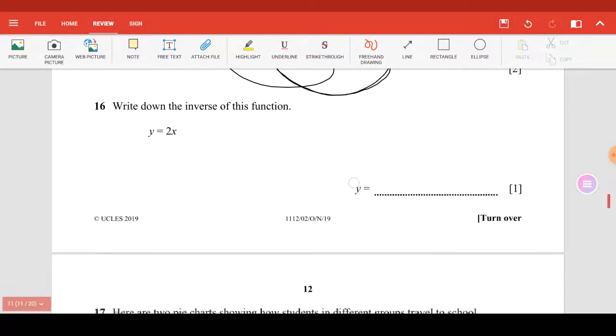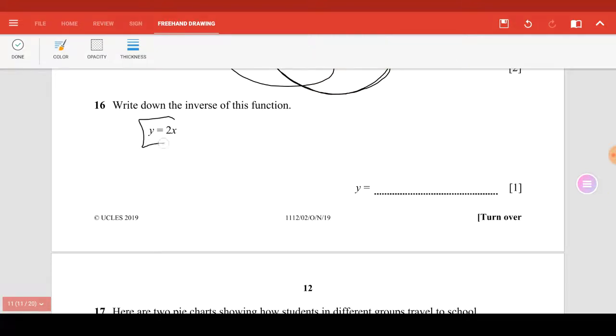Write down the inverse of this equation. As you know, isolate x first. It will be x equals y over 2. Then replace x with y, so y will be x over 2, and this is the inverse function.